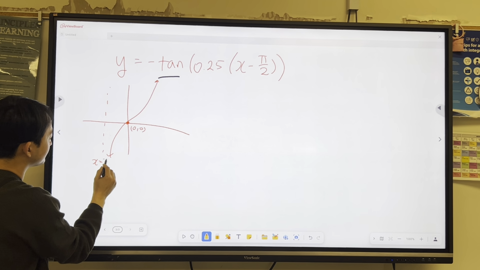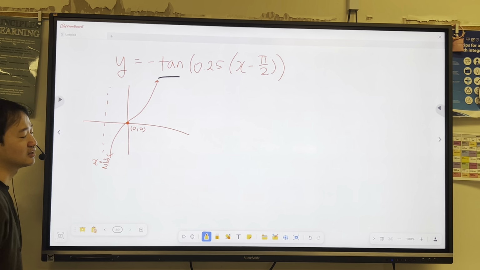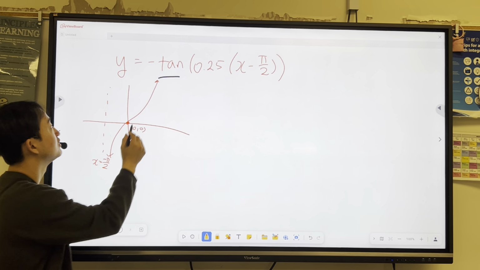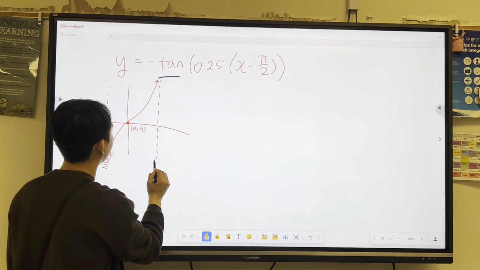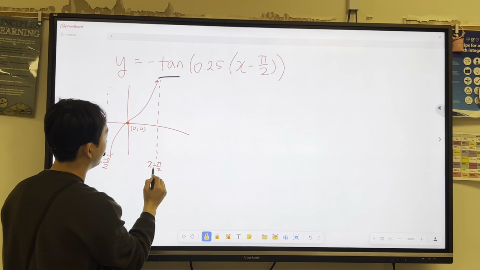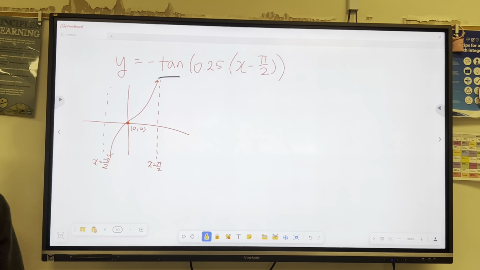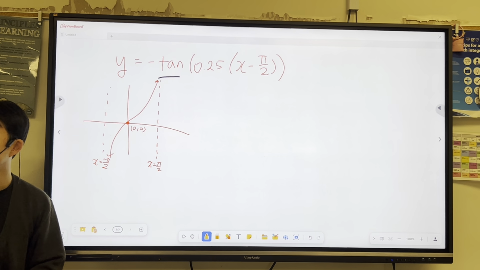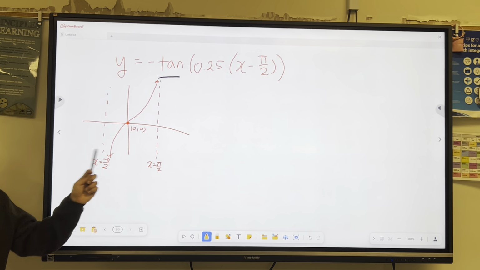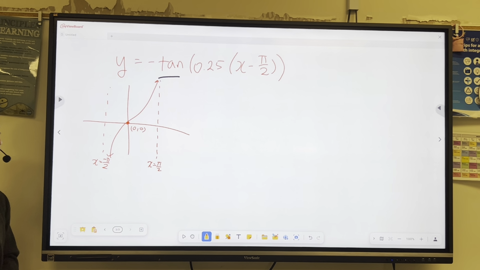And my first vertical asymptote is at negative pi over 2. And the next one is x equals pi over 2. And it'll repeat every pi. The period of the tangent function is pi. I suggest that you memorize this shape as well as the key features such as the vertical asymptotes and the x-intercepts.